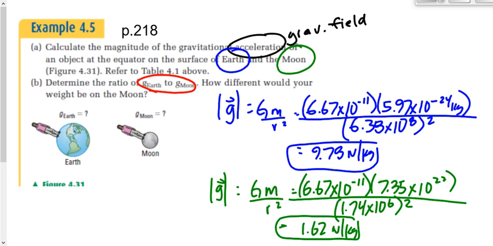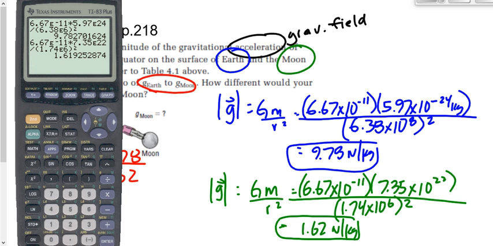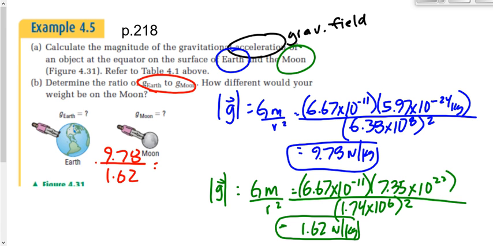If you want to compare two things, what do you do, mathematically? Divide. Compare, divide, ratio. You want to find the ratio here? Let's say 9.78 to 1.62. That gives me 6.04. So my ratio would be 6.04 to 1.